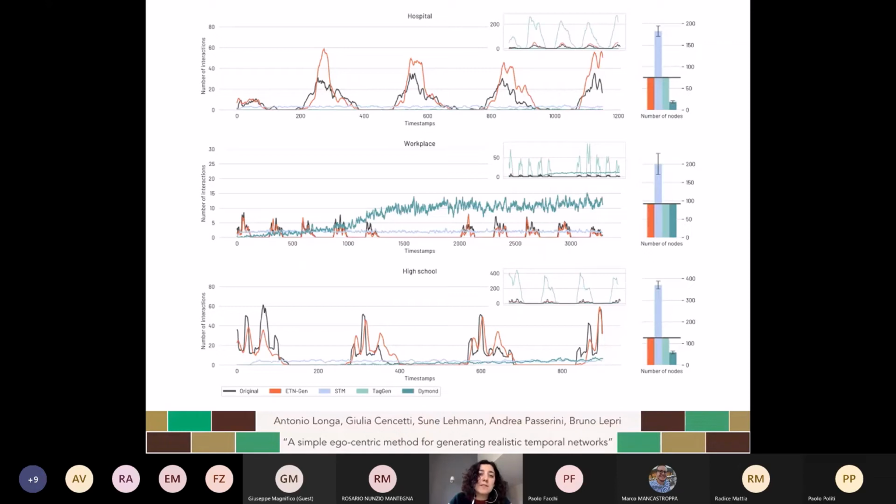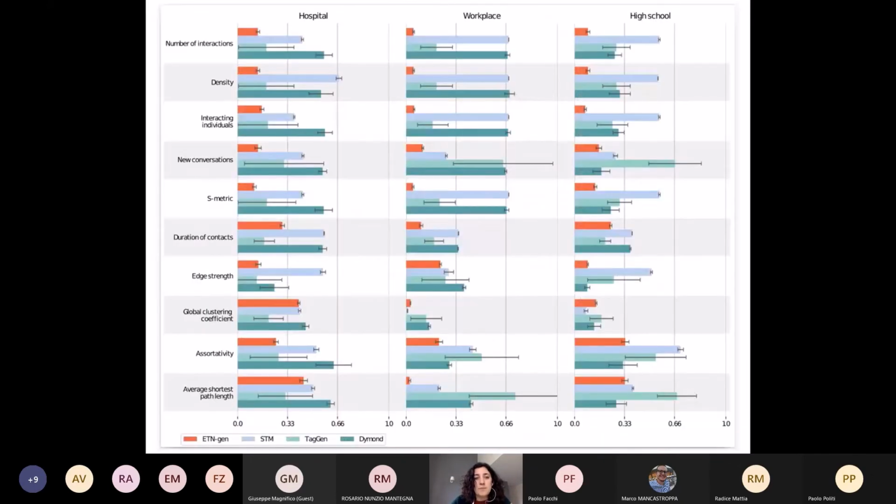Also notice that for one of the competitors, the interactions were so high that we had to plot them into separated insets. But now I want to show this comparison also for other topological measures that we can define on temporal networks.